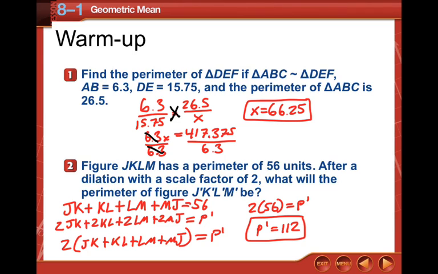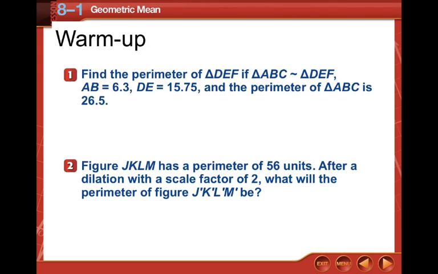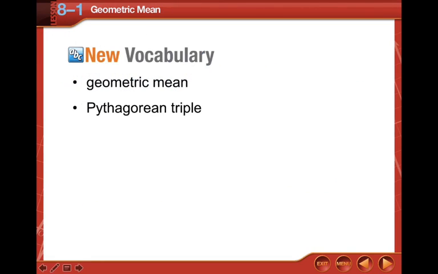So let's take a look at our notes for the day. Got a couple of vocab words we're going to look at just today's notes. And those are geometric mean and Pythagorean triple.